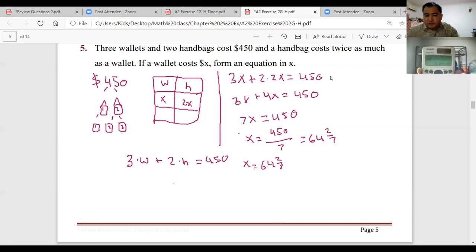Why 18? Did you divide 450 by 7? Try that. 450 divided by 7. Oh no, I did it wrong. Okay, that is 64.28571429. Can you leave your answer correct to 2 decimal places, Shahina? So x equals 64.29.